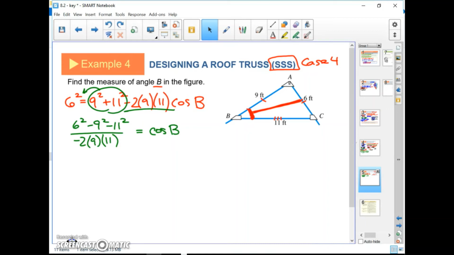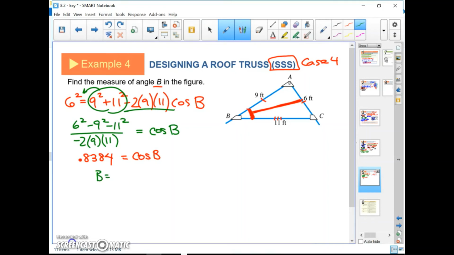Somebody tell me what you get to 4 decimal places. 0.8383. No, technically 0.8384 because it rounds up. Is it 3 or is it 4? 4. Okay. 0.8384 equals cosine B, and then what do we do? Inverse cosine. Okay. Inverse cosine on both sides is going to tell me what B is.